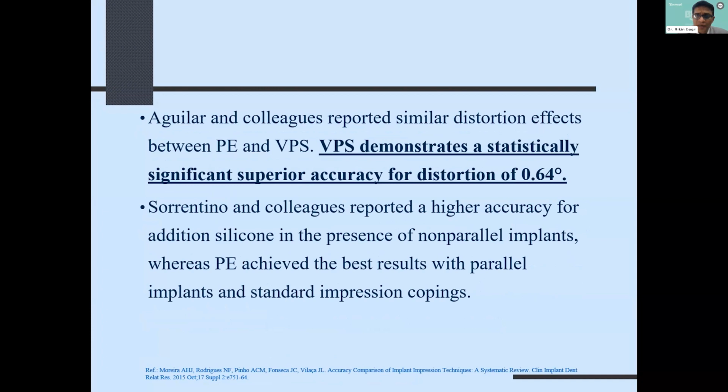Aguilar and colleagues reported similar distortion effects between PE and VPS. VPS, that is vinyl polysiloxane, demonstrated a statistically significant superior accuracy for distortion of 0.64. Sorrentino and colleagues reported a higher accuracy for addition silicone in the presence of non-parallel implants, whereas polyether achieved the best results with parallel implants.